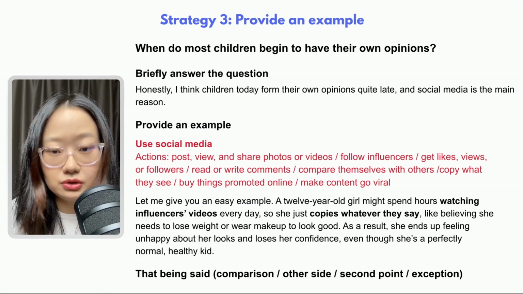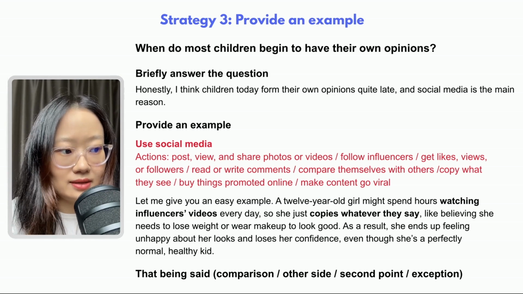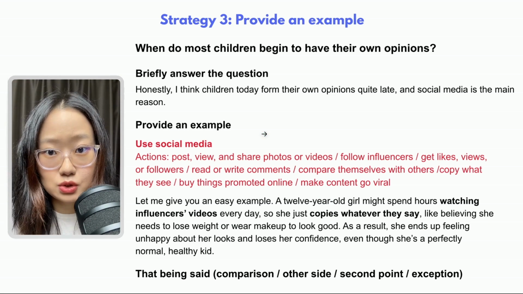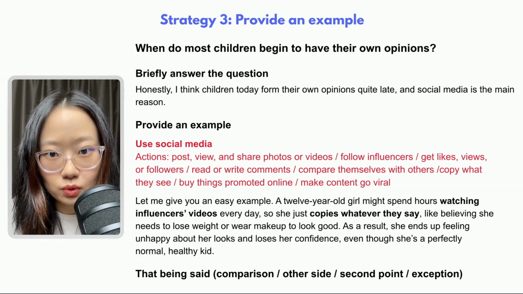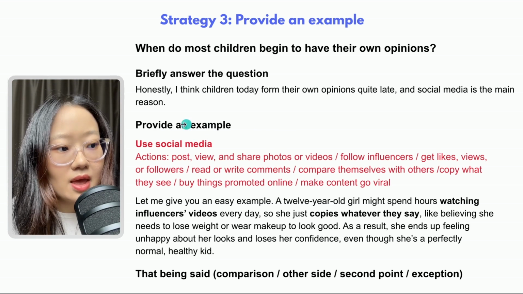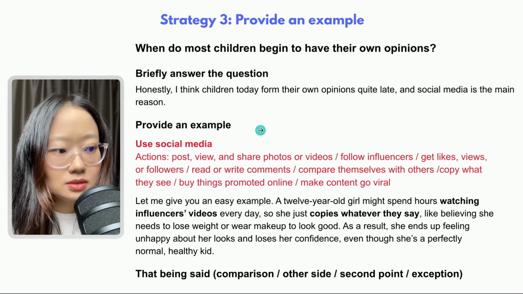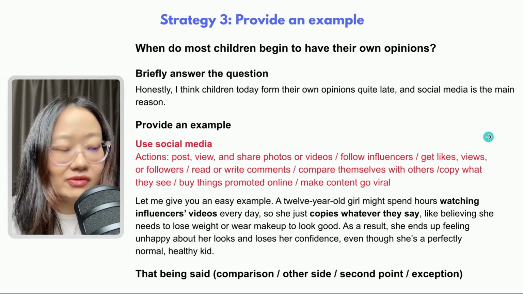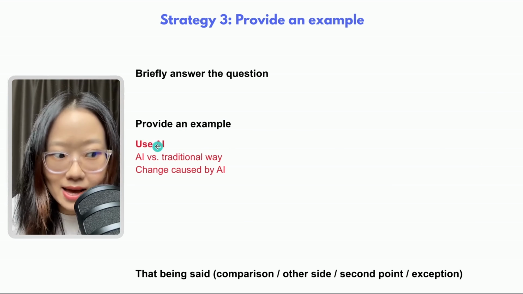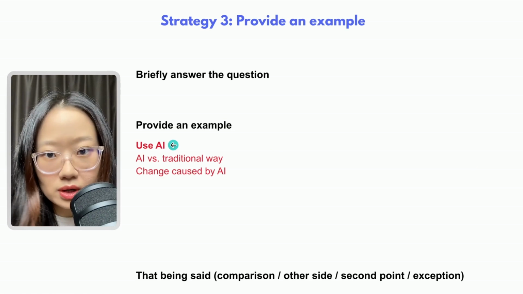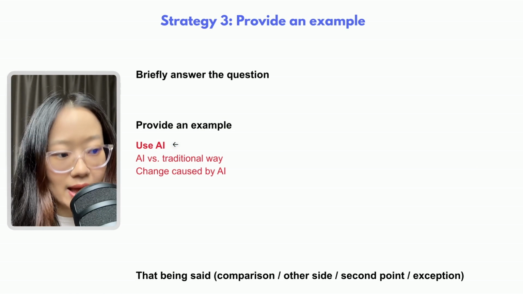So far I've shared 2 ways to provide an example. The first one is to choose a role like a warehouse worker or a tech worker. And the second way to build an example is to use social media. Now, the third method to provide an example is to use AI. AI works extremely well because it gives us 2 easy angles.